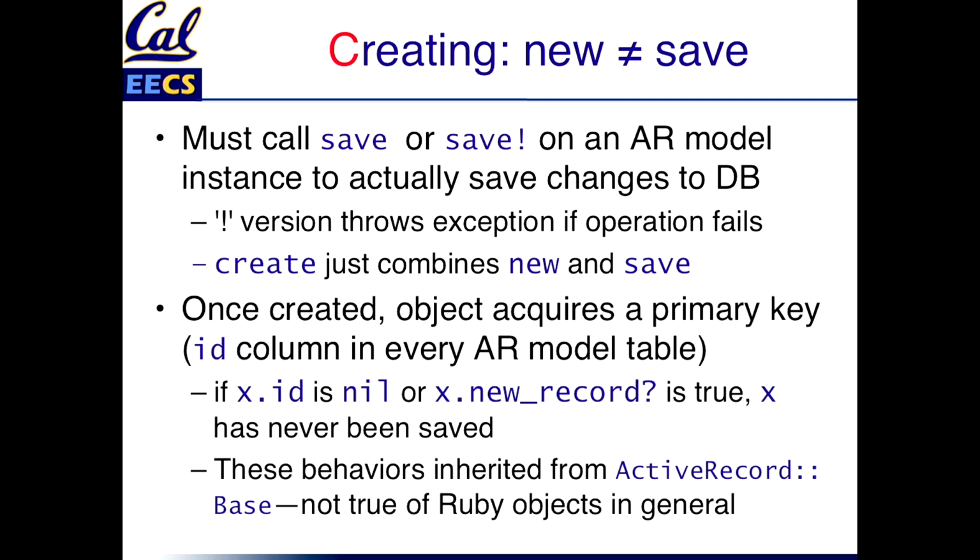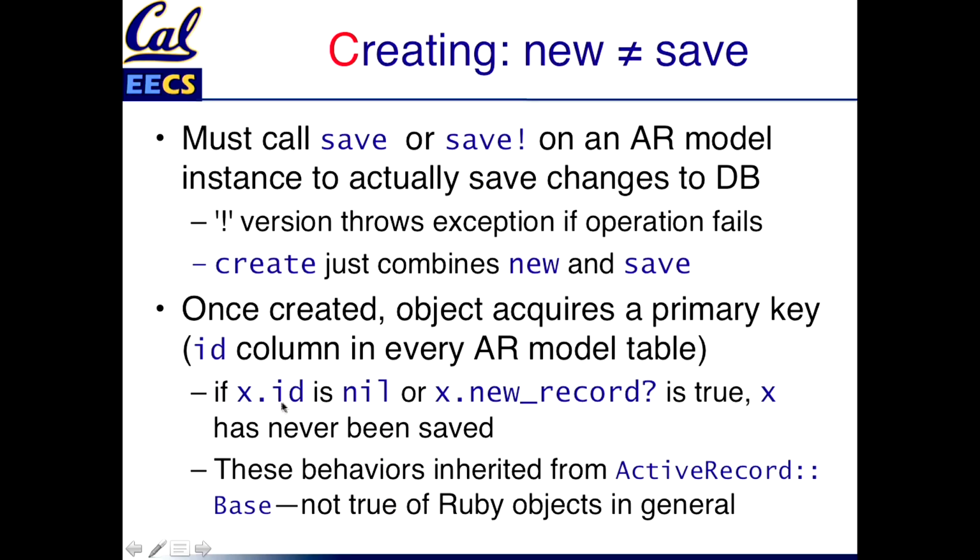Now, once an object's been created, it acquires a primary key. Remember, we said that by convention, the primary keys of Rails objects are integers. There's an ID that is unique in the entire table. Obviously, before the object has been saved, it can't have an ID. It only acquires one the first time the database saves it. So if you have an ActiveRecord model and its ID attribute is nil, or if you call new_record? on it and you get back true, it means that that model has never been saved. You've manipulated it in memory. You have not actually saved it in the database. And all of these behaviors are inherited from ActiveRecord::Base. They're not things that are true of Ruby objects in general.